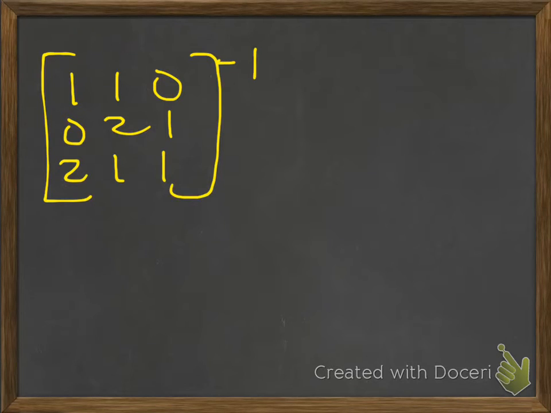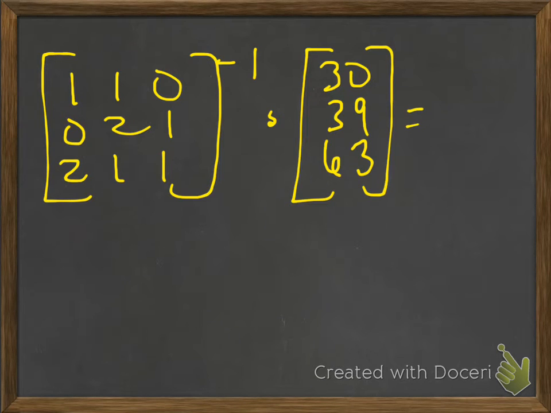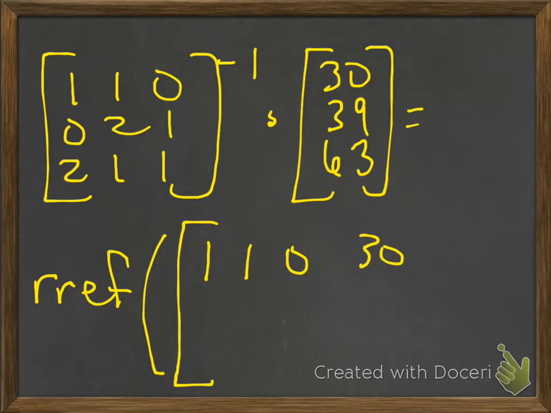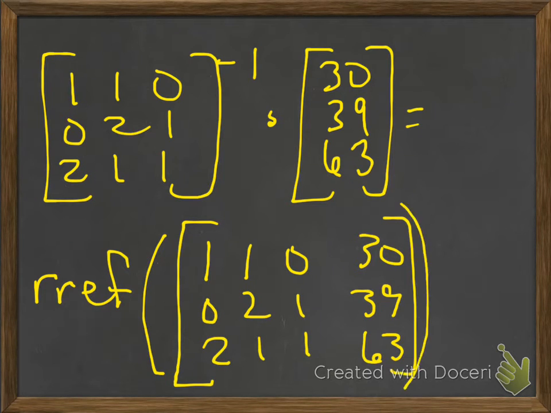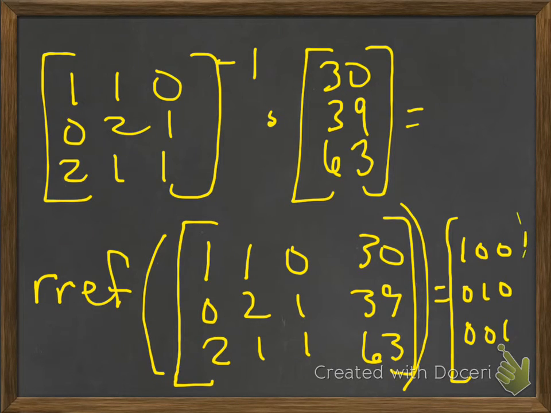It would look something like this, with the matrix 1 1 0, 0 2 1, 2 1 1 times that. That's the inverse method. Again, that was the morning class. That's what I had written before. Afternoon classes, like I said, y'all usually like the reduced row echelon form. It would look something like this: 1 1 0 30, 0 2 1 39, 2 1 1 63. That seems like less work. Okay, it's not, but it is the same thing.